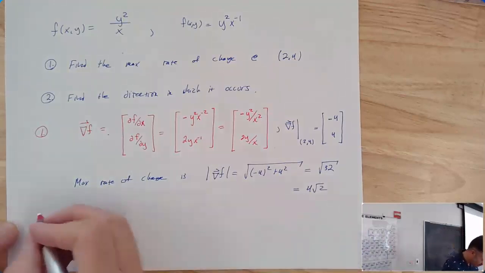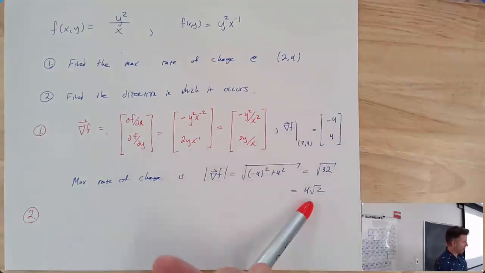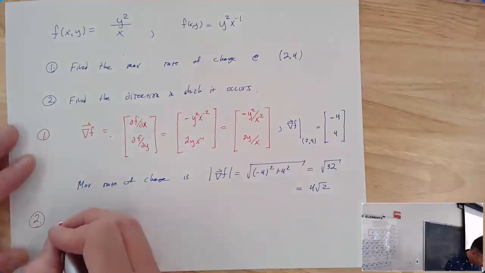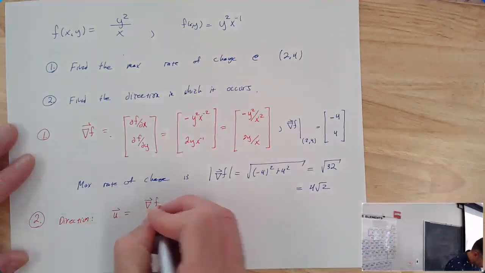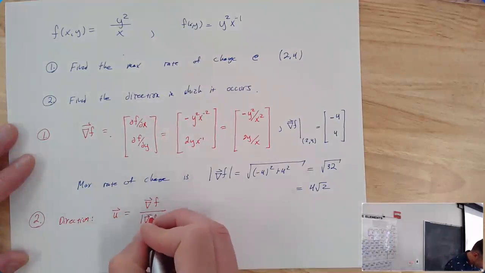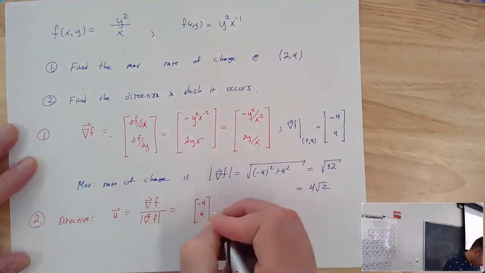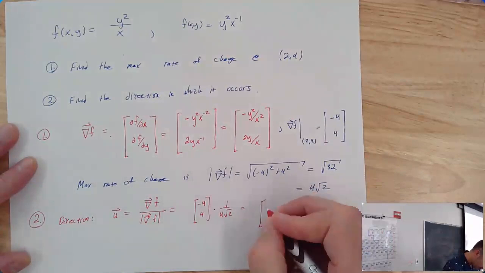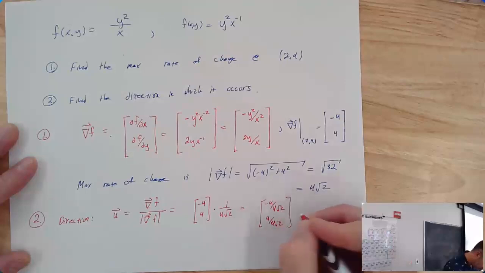And for the second part, we've almost already got the answer. By finding both the gradient and its magnitude, we can almost directly answer the last part of the question, which is that the direction in which it occurs is the gradient itself divided by its own magnitude, which is equal to negative 4, 4 divided by 4 root 2, or multiplied by 1 over 4 root 2. Or in other words, negative 4 over 4 root 2, 4 over 4 root 2, which I would reduce to negative 1 over root 2, 1 over root 2.